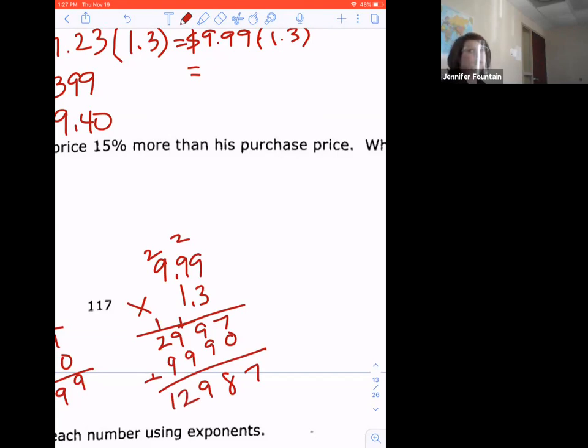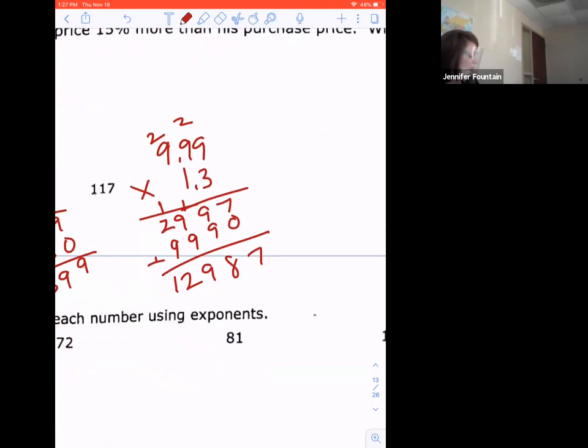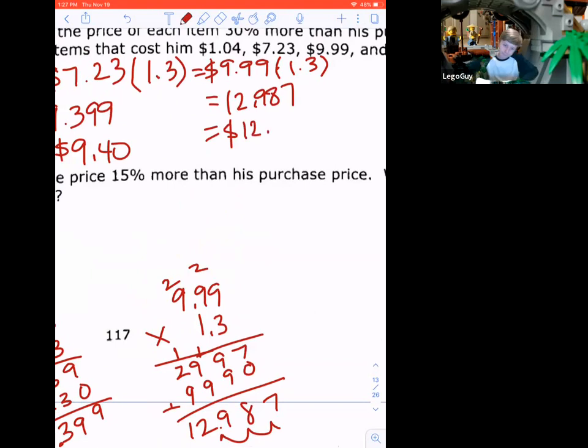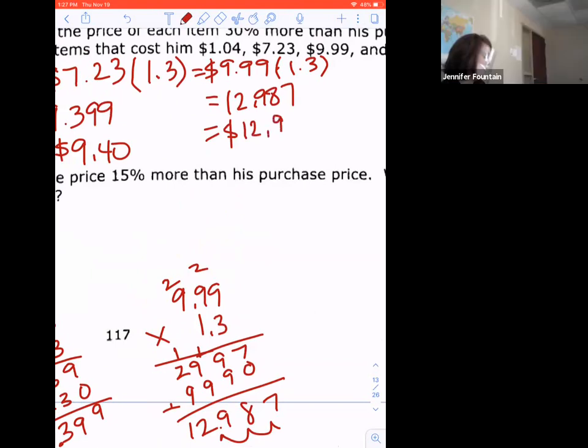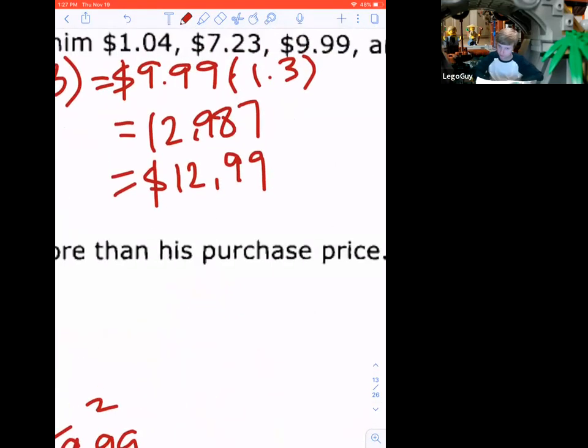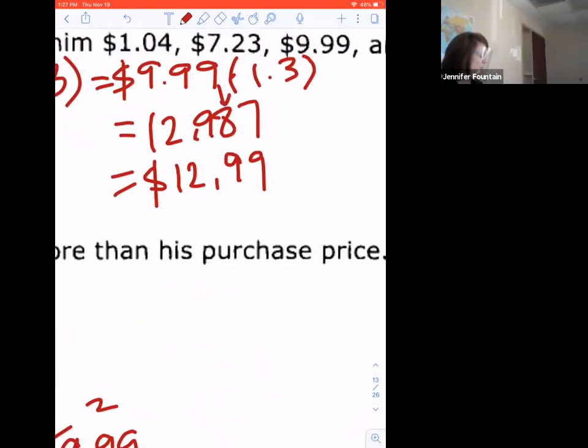Now I look at my problem. I look at my numbers I multiplied, and I've got 1, 2, 3 places after the decimal. So I start at the end and go 1, 2, 3 places. So now I've got 12.987. So how would I round it to the nearest cent? 12.99. $12.99. Okay, so I'm looking to round to this place right here. His neighbor is a 7, so my 8 rounds up to a 9.